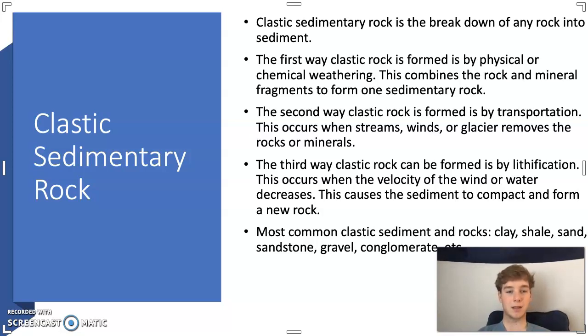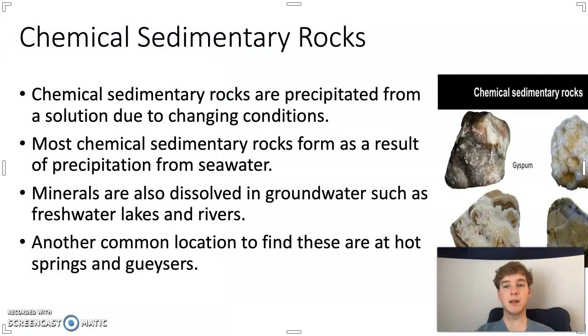And the third way clastic rock can be formed is by lithification. This occurs when the velocity of the wind or water decreases. The water usually decreases at the end of a river or a lake. If it goes into the ocean, the water will decrease its velocity. This causes the sediment to compact and form new sedimentary rock, a clastic sedimentary rock. The most common clastic sediment and rocks are clay, shale, sand, sandstone, gravel, conglomerate, and there are others. Those are just the most common ones.